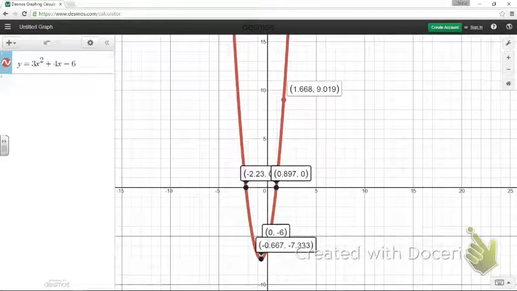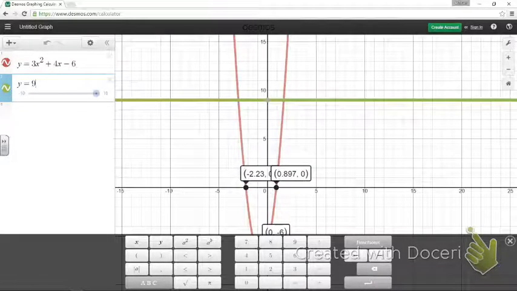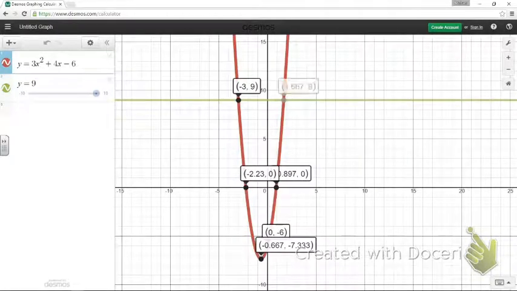So let me show you a quick way, and that is to type in y equals 9 over here. So y equals 9 is a horizontal line, and it's going to intersect my parabola at 2 coordinates. When I click on those, there's that negative 3, 9 one more time, and there's basically 1.6 repeating, or 1 2/3, or 5/3, right? And that should match the x-coordinates that you got in the very first problem. That's kind of what they wanted you to see, so I'm demonstrating it for you.